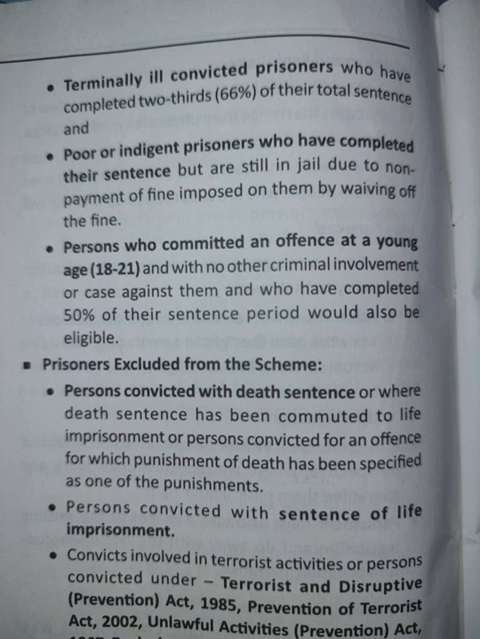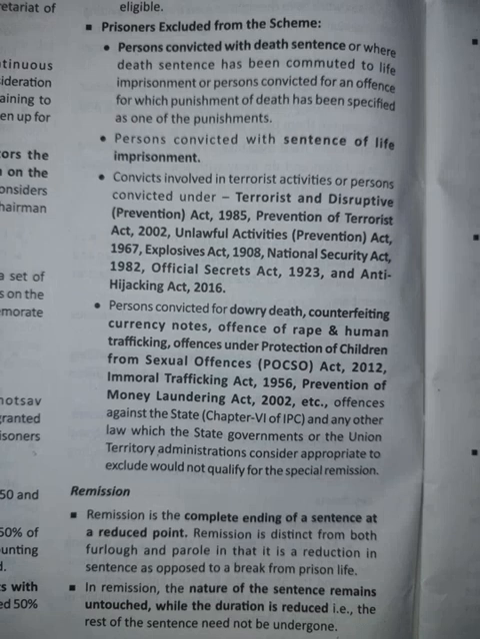Prisoners excluded from the scheme: persons convicted with a death sentence or where the death sentence has been commuted to life imprisonment, or persons convicted for an offence for which the punishment of death has been specified as one of the punishments. Persons convicted with a sentence of life imprisonment. Convicts involved in terrorist activities or persons convicted under the Terrorist and Disruptive Activities (Prevention) Act 1985, the POTA Act, Prevention of Terrorism Act 2002, UAPA Act, Unlawful Activities Prevention Act, Explosives Act, National Security Act 1982, Official Secrets Act 1923 and Anti-Hijacking Act 2016.